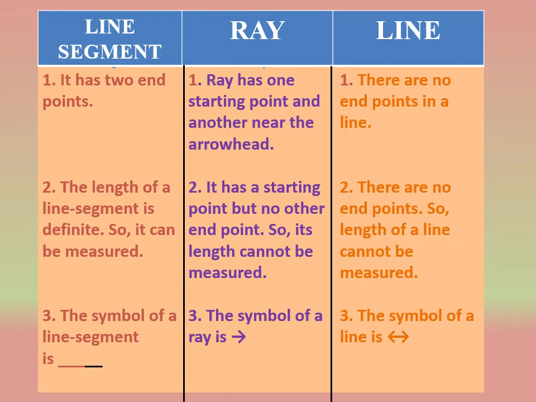The symbol of a line segment is a line with two endpoints. We put points, whereas the symbol of a ray is with one endpoint, and on the other side we put an arrow to represent that it can extend in only one direction. Whereas the symbol for a line is arrows on both directions, which represents that a line can be extended in both directions and it doesn't have any fixed length.